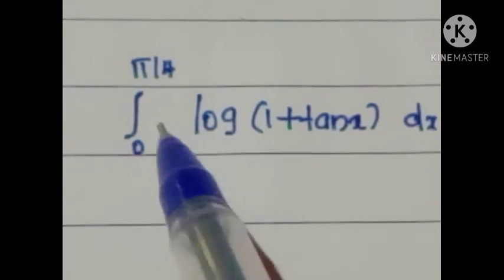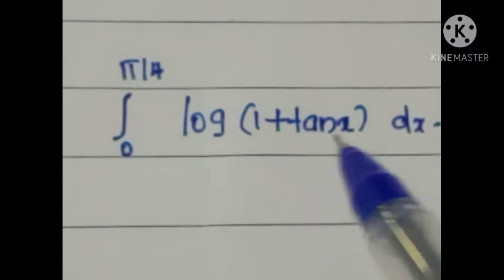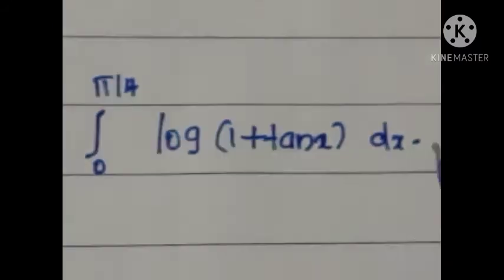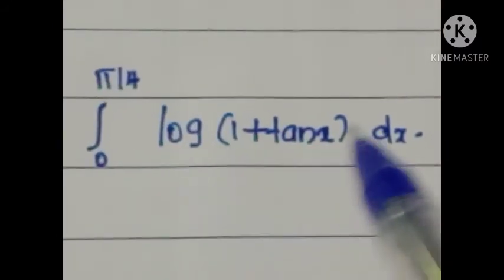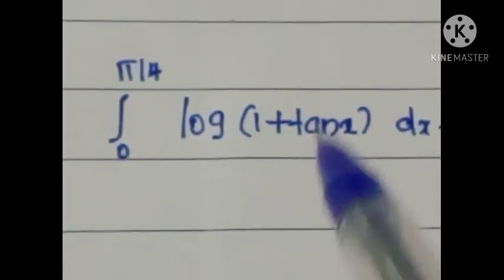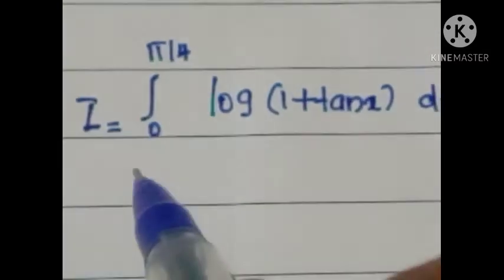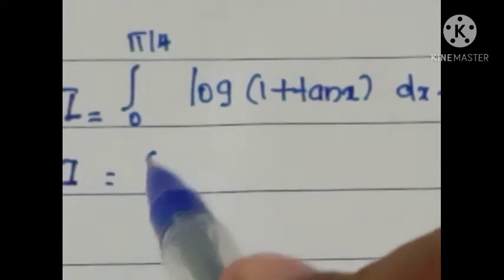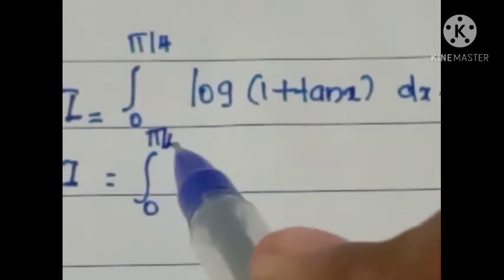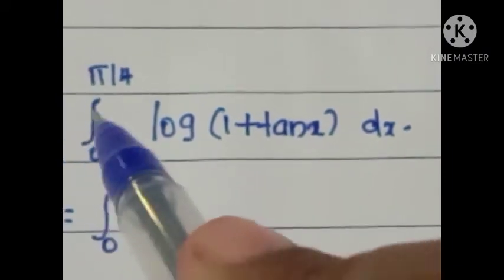Okay, let's see the question. Evaluate integral from 0 to pi by 4 log 1 plus tan x dx. Okay, using properties of definite integral, we want to see what is the value of this integral. So let's name the given integral as I. So I equal to integral from 0 to pi by 4 log 1 plus tan x dx.